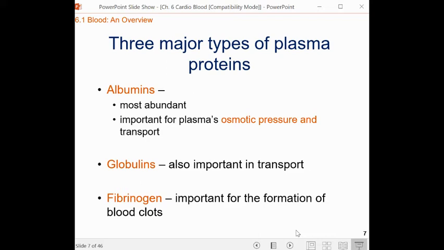There are 3 main types of plasma proteins. Albumin's the most common one. It's really important for osmotic pressure and transport. There are also globulins, which are important in transport, and then fibrinogen, which is part of how we form our blood clots.